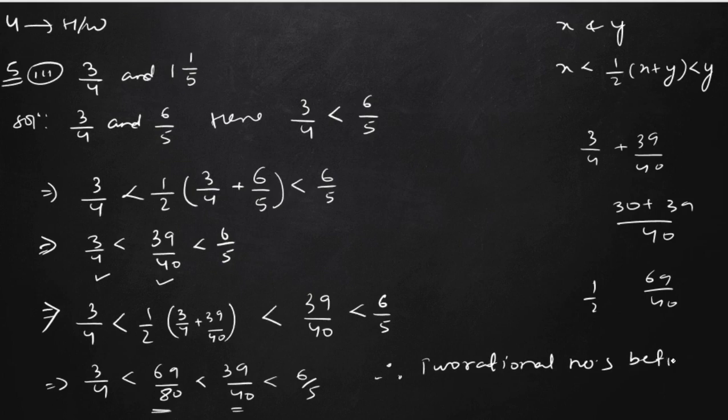So therefore, two rational numbers between our 3 by 4 and 6 by 5 are 69 by 80 and 39 by 40. So we can use this method, or you can use the other method also, the LCM method, which we have discussed. The rest of all the questions of question number 5 are homework.